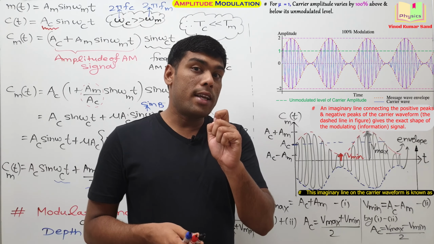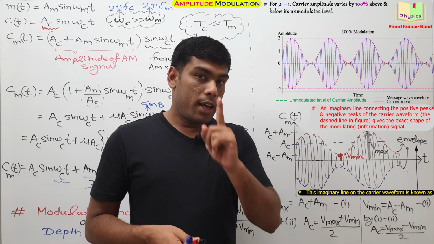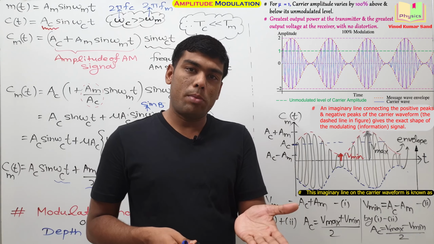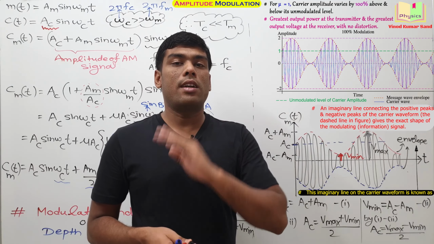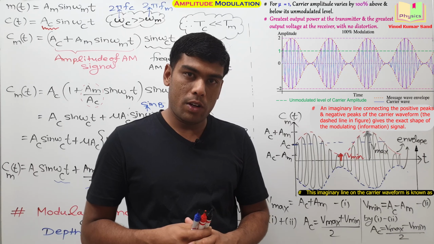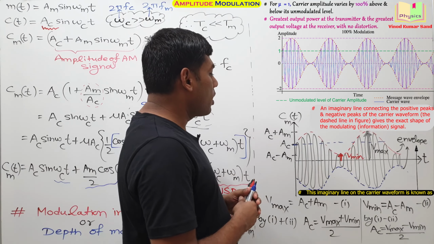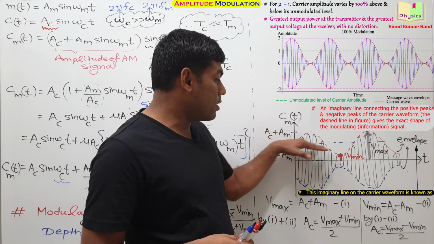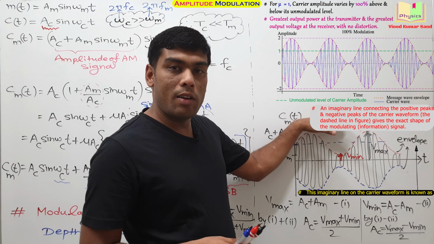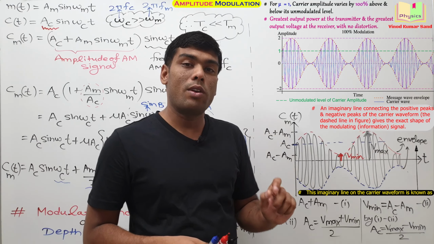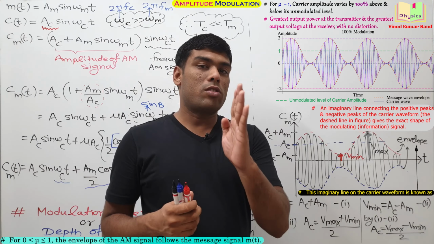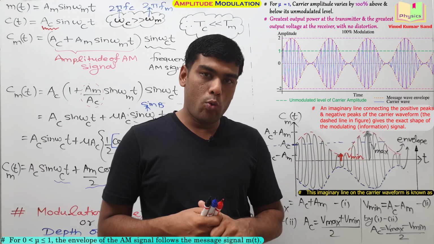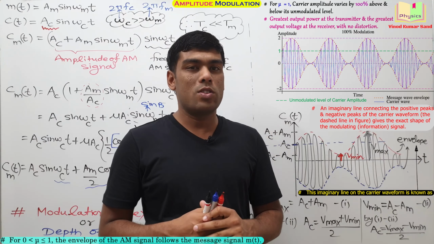Mu is equal to 1 indicates 100% modulation, and in this case there is the maximum power transfer by the antenna and there is the greatest voltage output at the receiver. Mu is equal to 1 means what? The amplitude of the carrier will vary by 100% above its unmodulated level as well as below its unmodulated level. In all practical systems, we try to keep the value of mu greater than 0 and less than or equal to 1, and the best value of mu is 1.